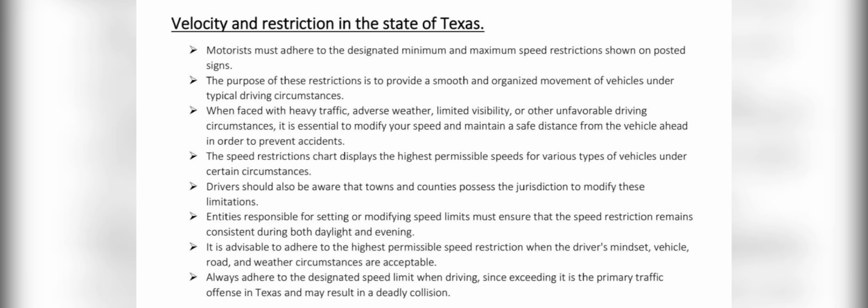The speed restrictions chart displays the highest permissible speeds for various types of vehicles under certain circumstances. Drivers should also be aware that towns and counties possess the jurisdiction to modify these limitations. Entities responsible for setting or modifying speed limits must ensure that the speed restriction remains consistent during both daylight and evening. It is advisable to adhere to the highest permissible speed restriction when the driver's mindset, vehicle, road, and weather circumstances are acceptable. Always adhere to the designated speed limit when driving, since exceeding it is the primary traffic offense in Texas and may result in a deadly collision.